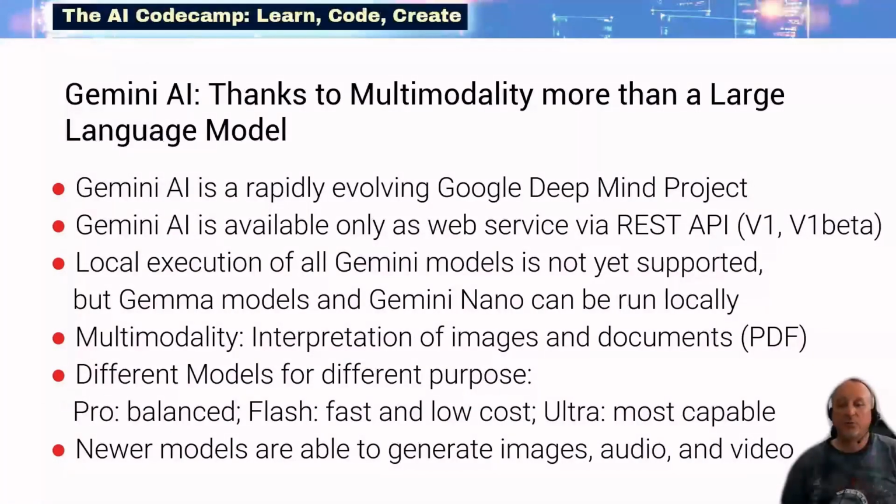What does multimodality mean? Interpretation of images and documents in the form of PDFs can be done with Gemini AI. There are different models for different purposes. The Pro models are balanced. The Flash models are fast and low cost, and the Ultra models are the most capable models. Newer models are also able to generate images, audio, and in the future also video.